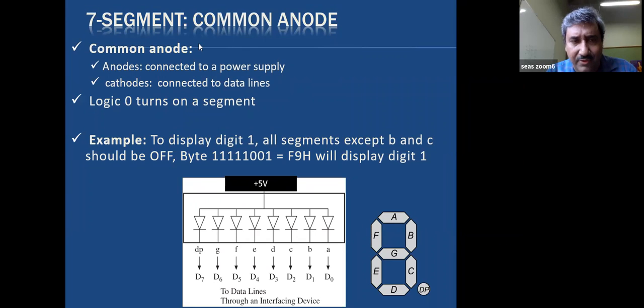Okay, we have a few answers: A, B, C, D, and G. That's correct, right? These are the segments you want to turn on. Now, to turn on these 5 segments, assume that you have connected this 7-segment LED to any port. These are 8-bit ports. So what number will you send to that port? You can type in binary to simplify things.